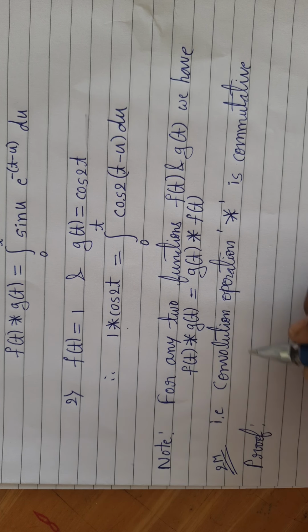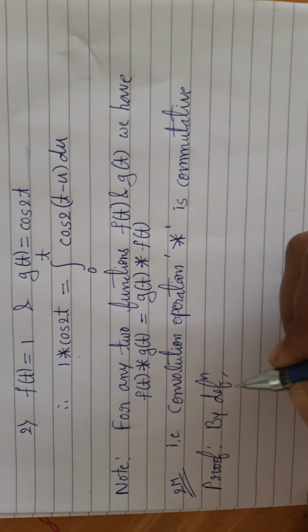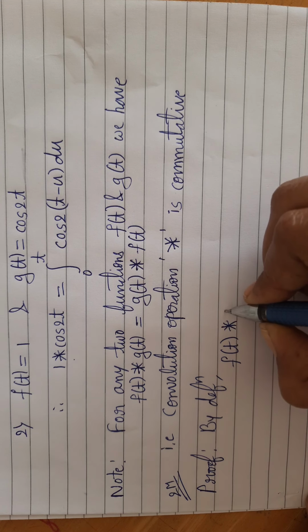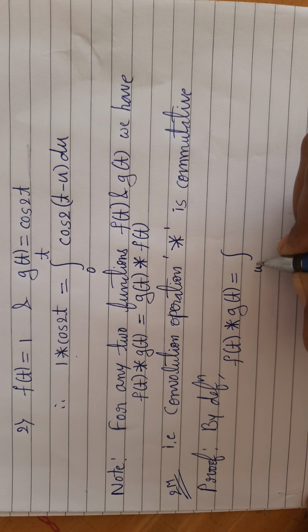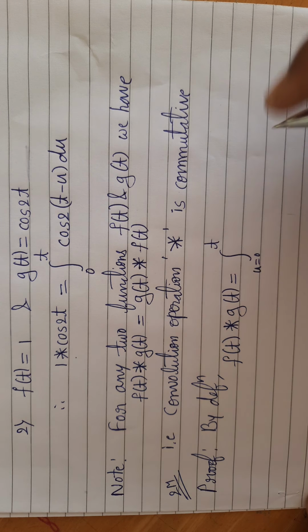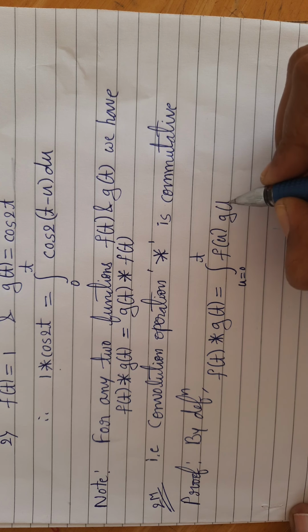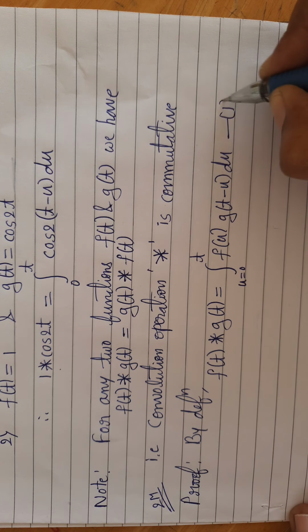You write the proof. First we will make use of the definition. So I will write, by definition, f of t star g of t can be written as integration from u equals 0 to t f of u into g of t minus u into du. Call this equation 1.